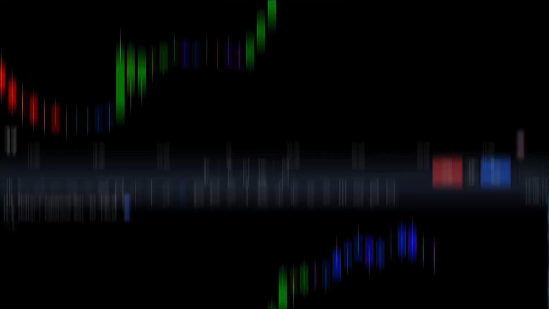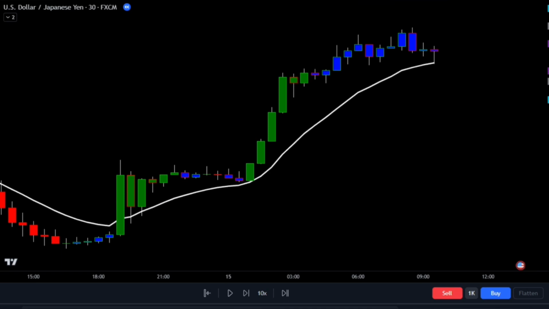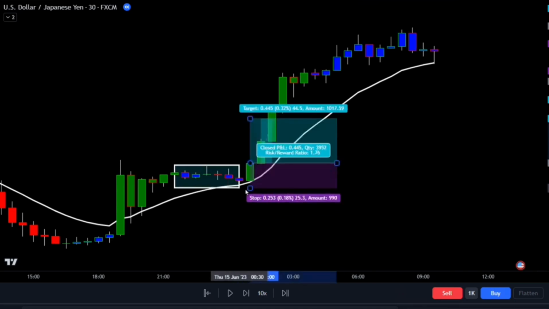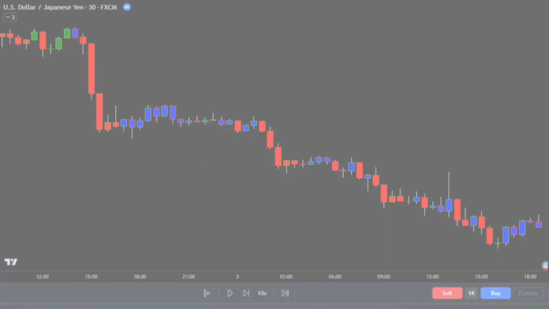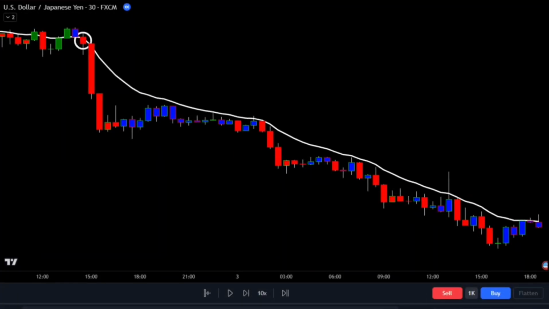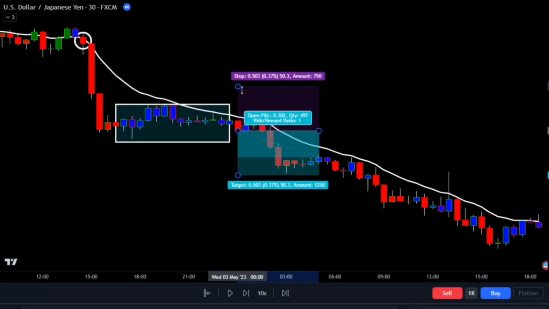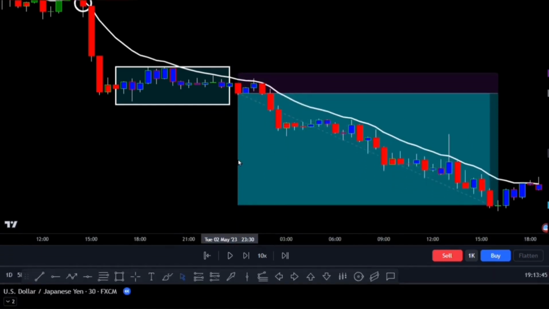Now, let's talk about how to use this strategy for trading. To buy, you'll need to identify an uptrend. Wait for a couple of blue bars, and then enter the trade when a green bar shows up. This way, you aim to catch strong and confident moves in the market. To sell, you do the opposite. Identify a downtrend, wait for a couple of blue bars, and then enter the trade when a red bar appears. This signals a bearish trend continuation.